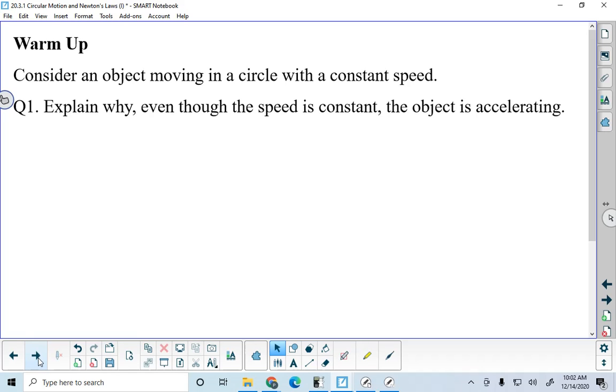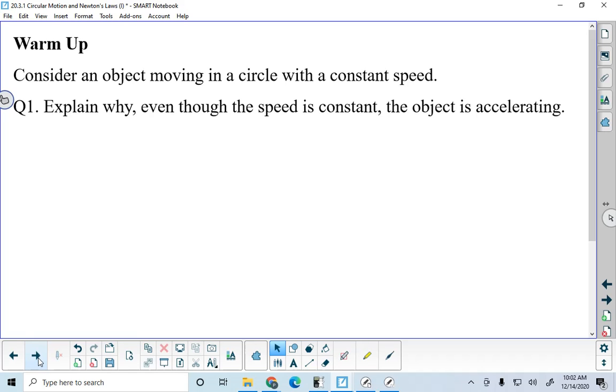So I'd like everybody to give that some thought and type in what you would write for an answer here. The object is moving in a circle with a constant speed. Why, however, even though the speed doesn't change, why is the object accelerating? Which is a very deceptive question. It is because of the direction, Mackenzie.